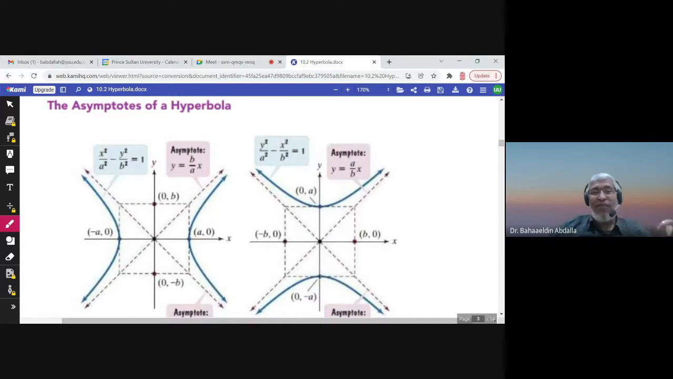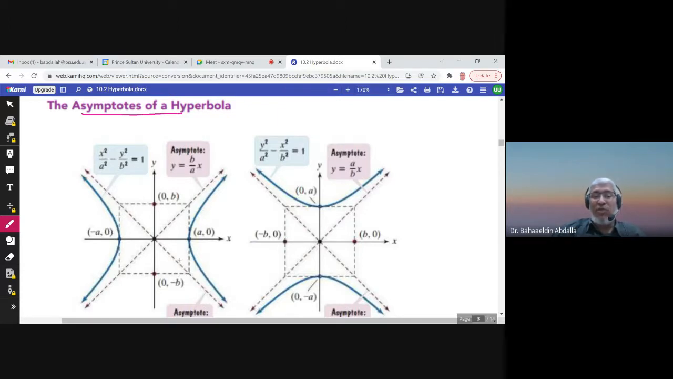Okay, now after we talk about the asymptotes, we will talk about the graph, because the graph depends on the asymptotes. This rectangle is called the fundamental rectangle. And the diagonals of this rectangle are the asymptotes. The graph approaches the asymptotes. So these are the two asymptotes.